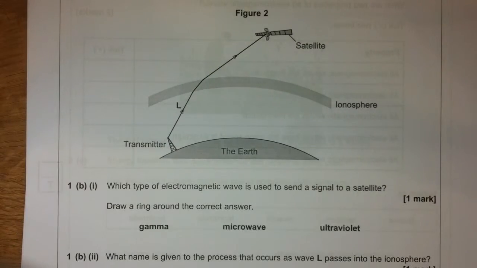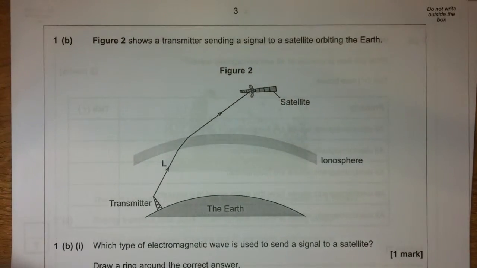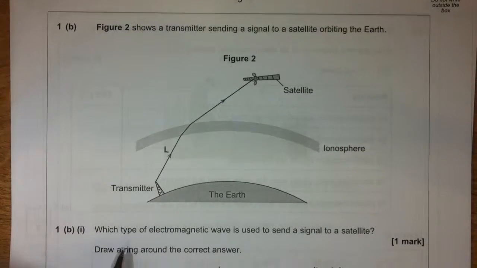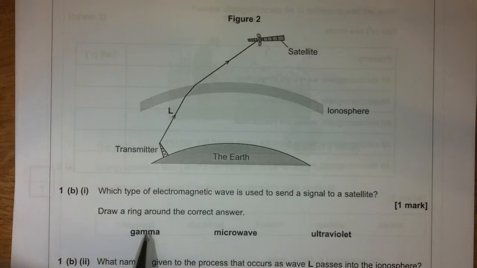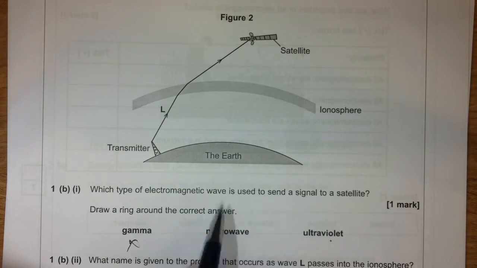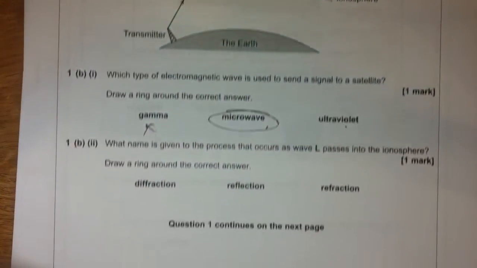reflection. Okay, figure 2. Figure 2 shows a transmitter sending a signal to a satellite orbiting the Earth. What type of electromagnetic wave is used to send a signal to a satellite? Okay, this is one where you just need to know this answer. Gamma we could use, but it is too dangerous, so it's not gamma. Ultraviolet comes through as part of the sunlight, so it must be microwave.